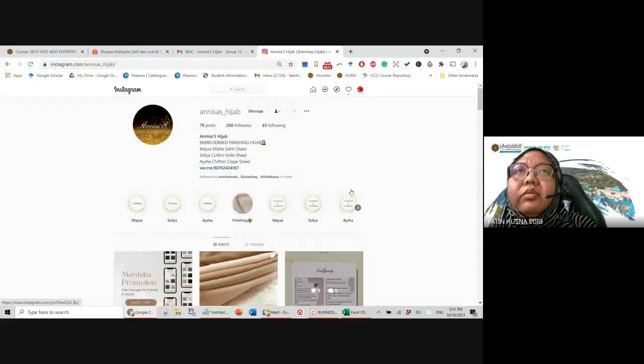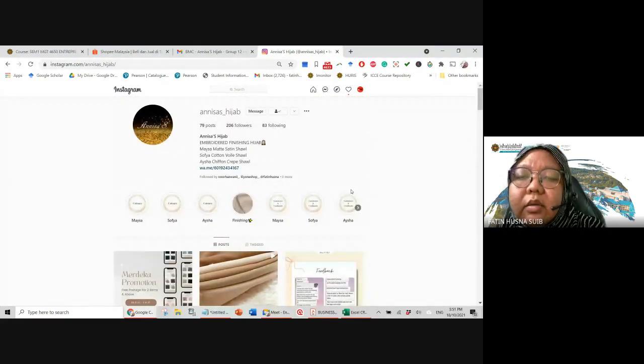There's another one. If, for example, when you are editing your product image, you use a certain tone, then when you are using that certain tone of editing, try to use the same tone for the rest of the Instagram.